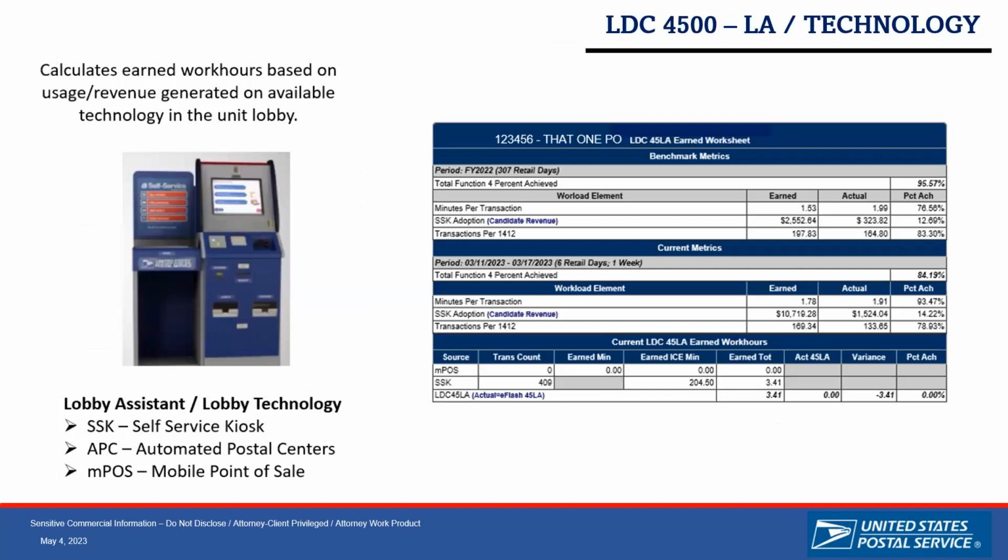Next is your LDC 45LA, which is lobby assistance or technology. These are your SSK machines, your APC machines, and then the rare instance that anyone still has an IMPAUSE. This is the time that you earn for the usage of those lobby assistant technologies. This is for replenishing paper, replenishing stamps, clearing errors, anything of that nature.